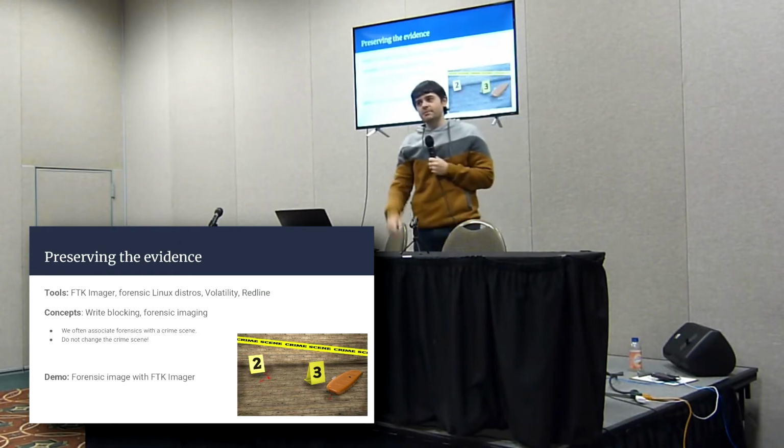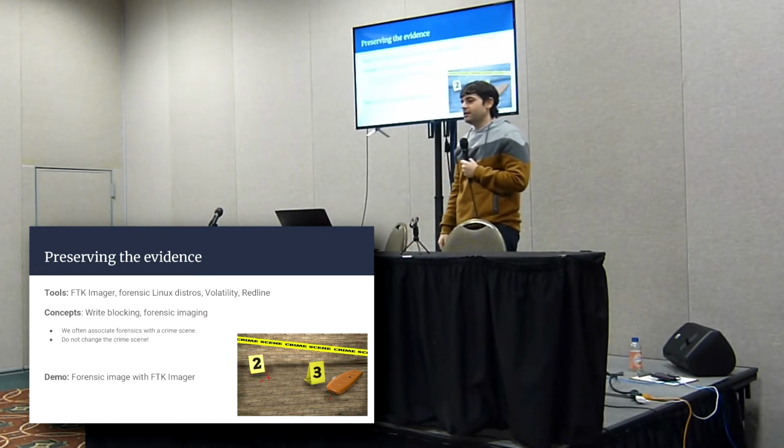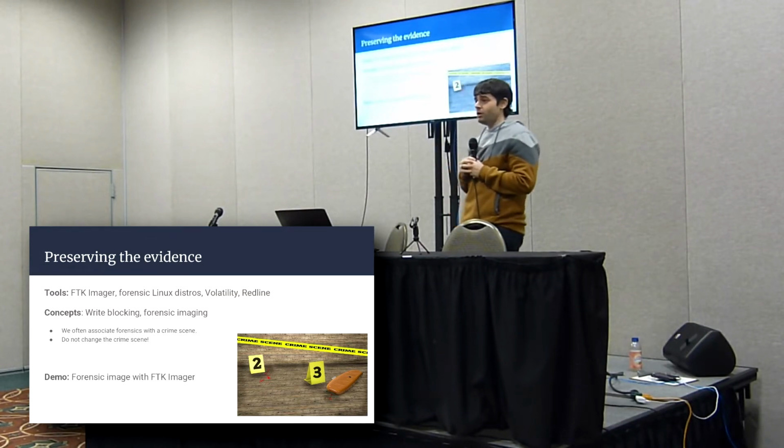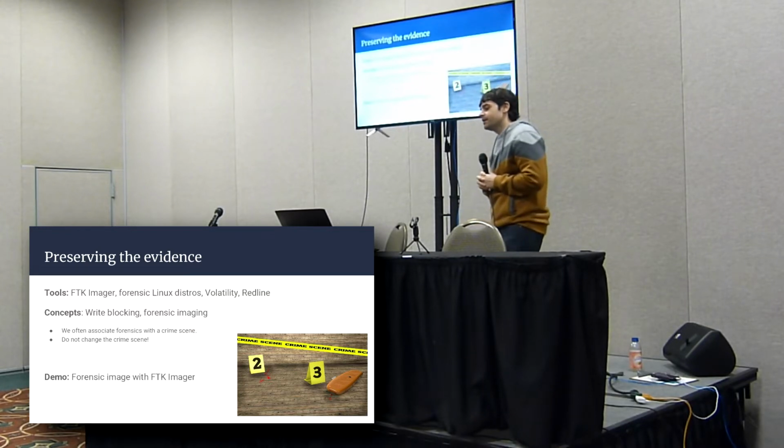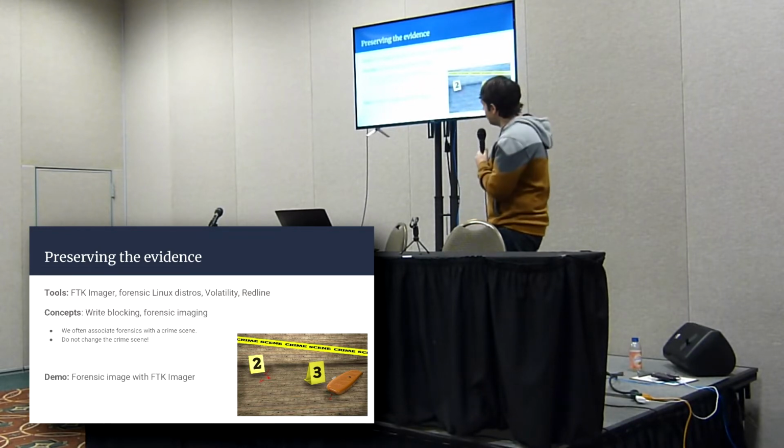So in traditional crime scenes, you see the forensic guys taking pictures and stuff of the evidence, putting numbers by the evidence and whatnot. We're creating a forensic image of a hard drive or whatever the digital device is, and we're making an exact bit by bit copy of that hard drive, preserving it exactly how it was. So that's what forensic imaging is.